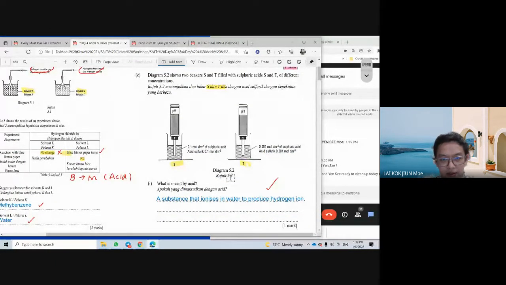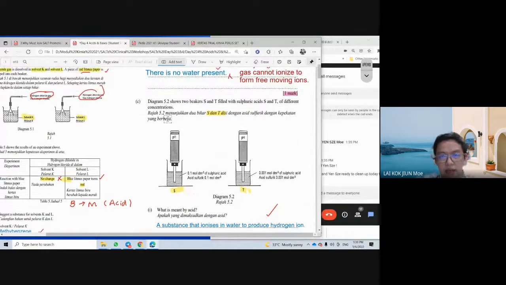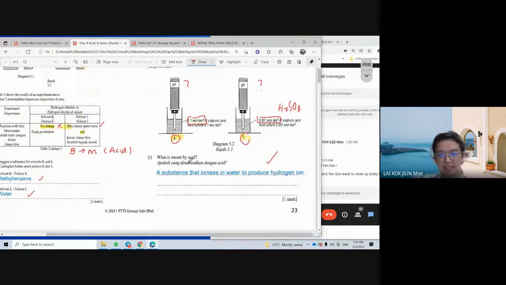So Jia continue. What is meant by acid? So this got two diagrams. You have diagram S, T. So they are different molarity. Both also sulfuric acid. So I think the pH was different, right? But they never tell you. Yeah. Okay. So what is the meaning of acid? Define it. Is it complete, one mark?